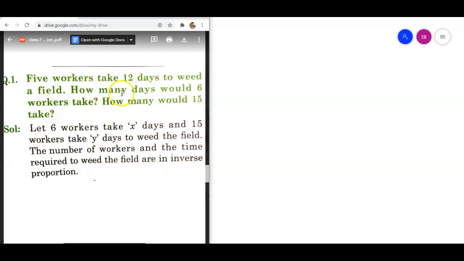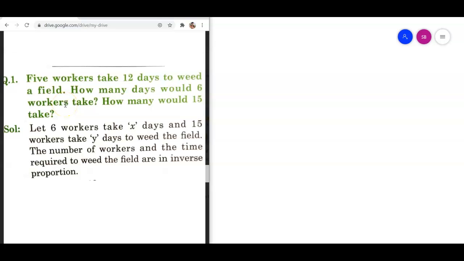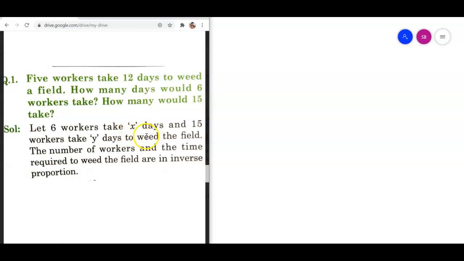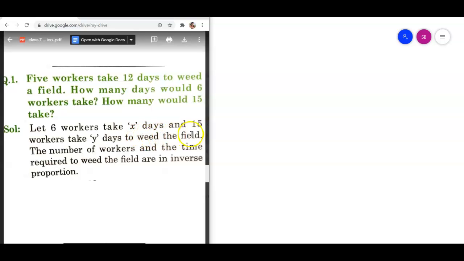So what is asked? How many days would 6 workers take? 6 workers means we have increased the number of workers. Therefore, the number of days required to complete the work will be reduced. So let us learn that. Let 6 workers take X days and 15 workers take Y days, because we have to find out for 15 workers also. So let 15 workers take Y days to weed the field.